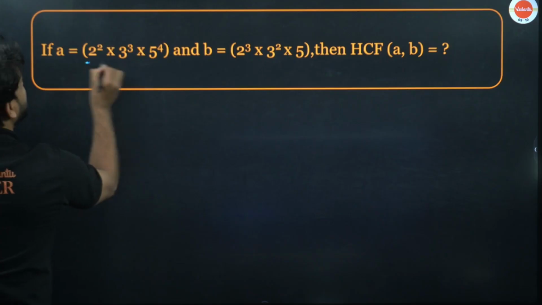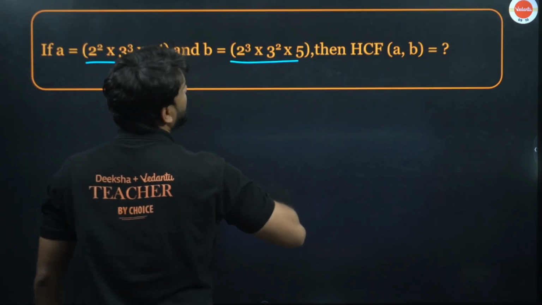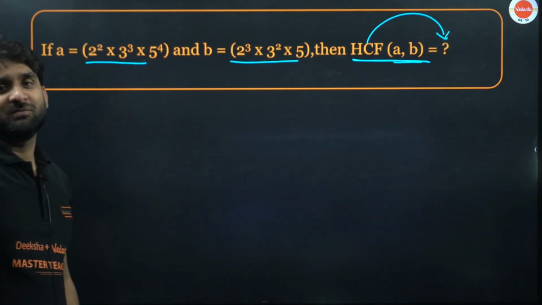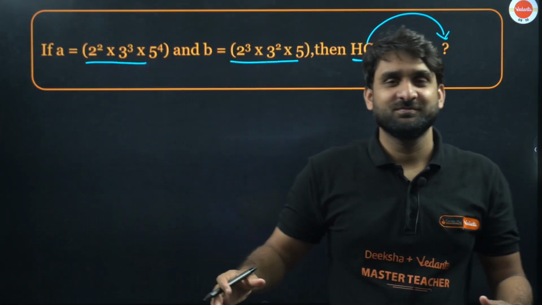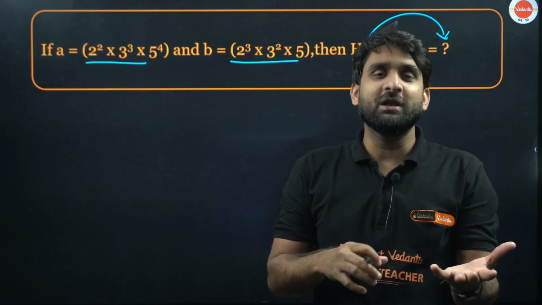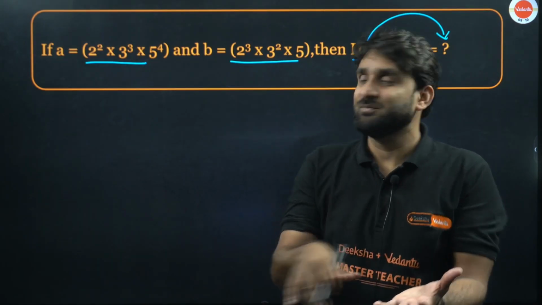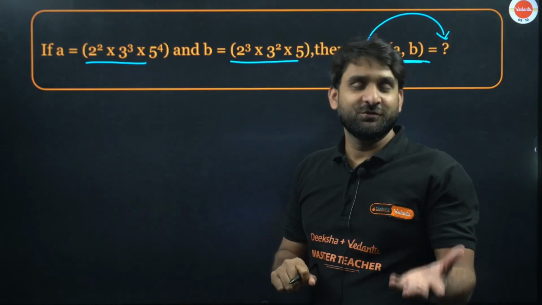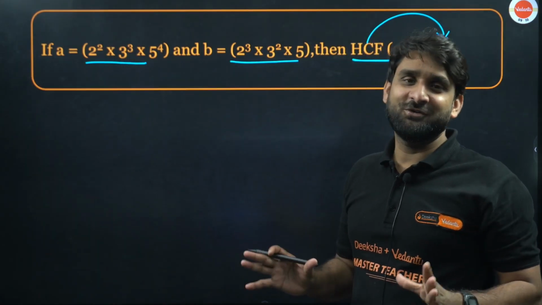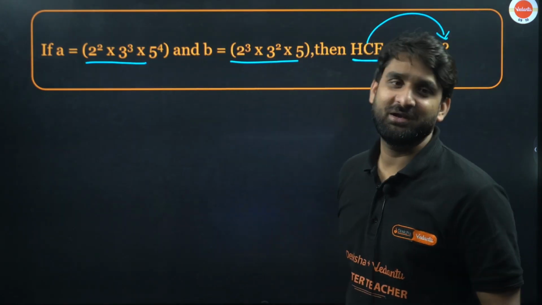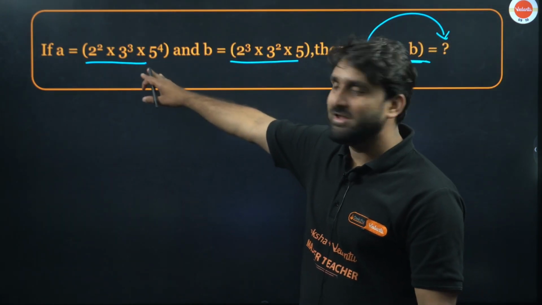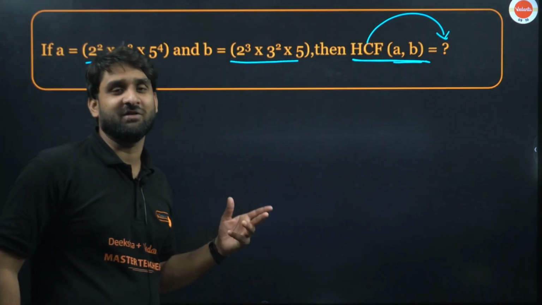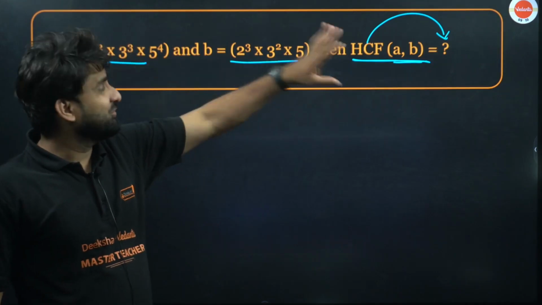Wow, what a question. So we have this number A, and then we have to find out the HCF. My dear champion, just imagine I'm giving you rasgulla on a plate. Rasgulla means the number is already in prime factorization form. So the rasgulla is ready for you, you just need to eat. You don't need to find the prime factorization. It is already given. You have to just write down the HCF.